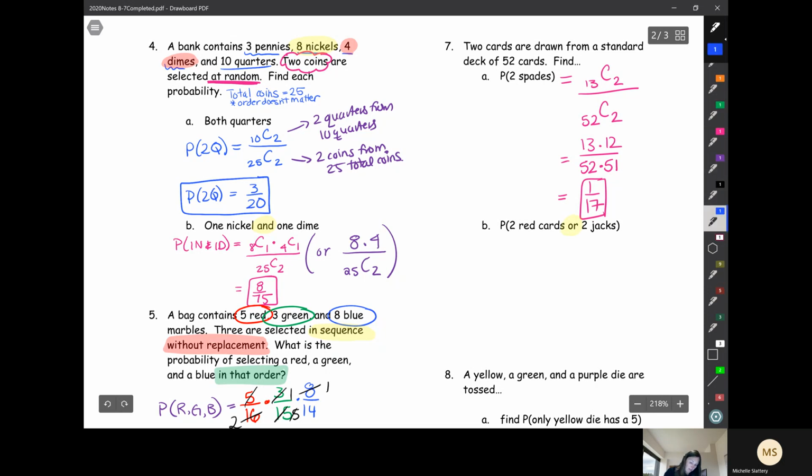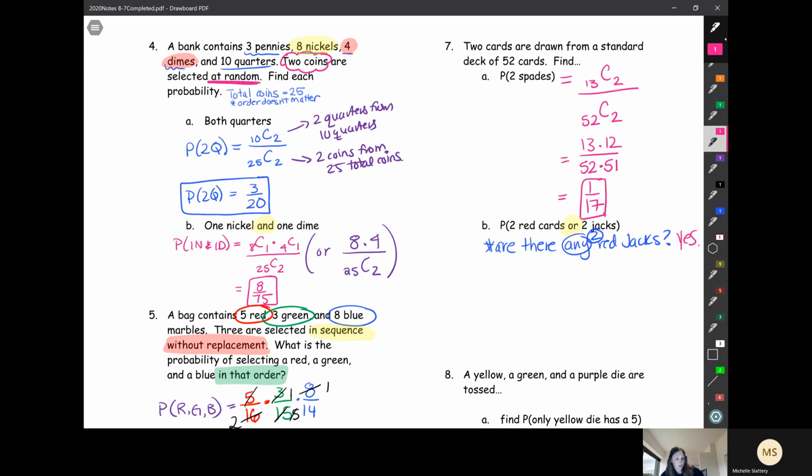So you're asking yourself the question, are there any red jacks? And by any, in this case, there really are 2 red jacks because we're choosing 2 cards. Well, the answer is yes. So since the answer is yes, these are not mutually exclusive events, so we have to subtract the overlap.